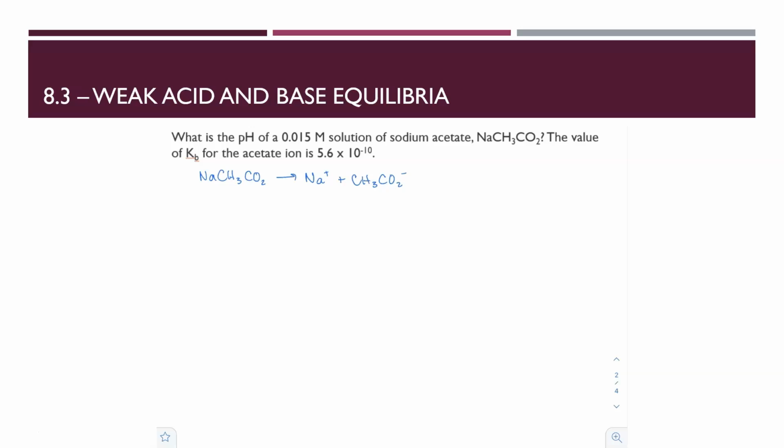And we're going to make the assumption that it completely dissociates, it completely breaks up. Sodium acetate is going to be assumed to be a very soluble compound. So that tells us that if we have a 0.015 molar solution of sodium acetate, that means we have a 0.015 molar solution of sodium and 0.015 molar solution of acetate ion. So that assumption is going to get us here.